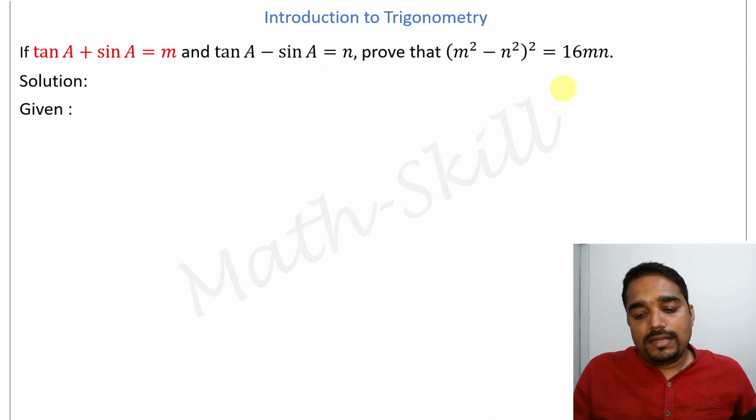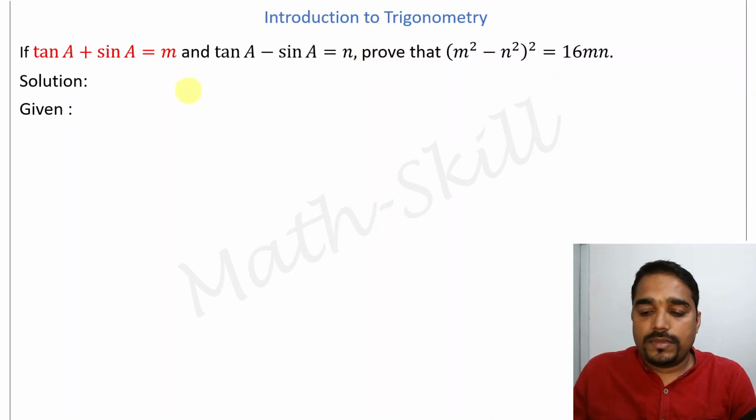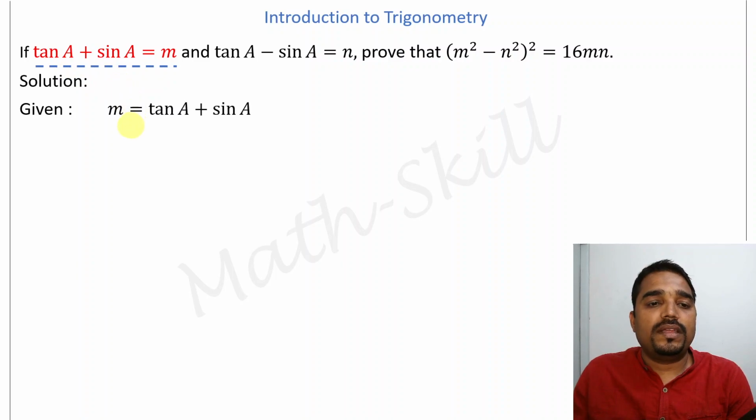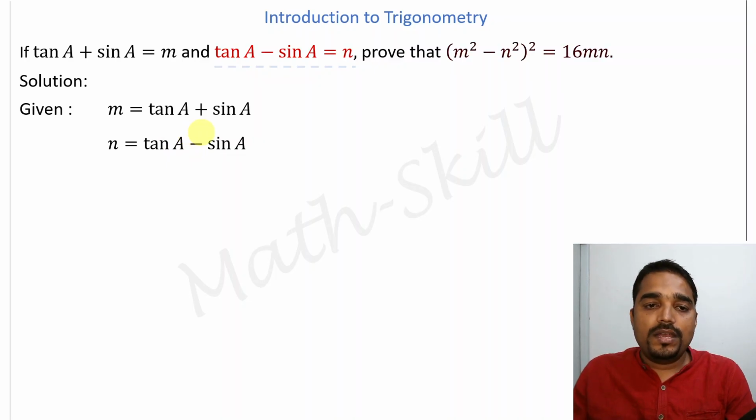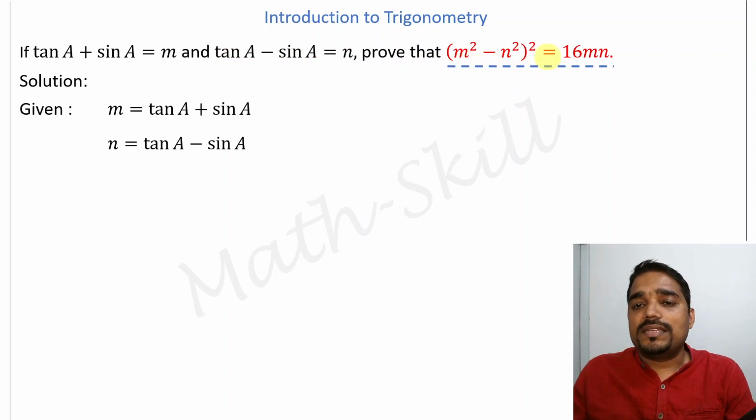So it is given that m is equal to tan a plus sin a. Also tan a minus sin a is equal to n. That is, n is equal to tan a minus sin a. Now we will have to prove that (m square minus n square) whole square is equal to 16 times mn.